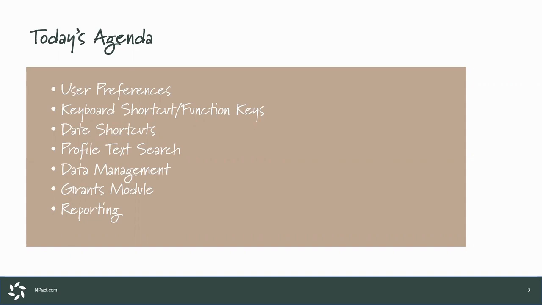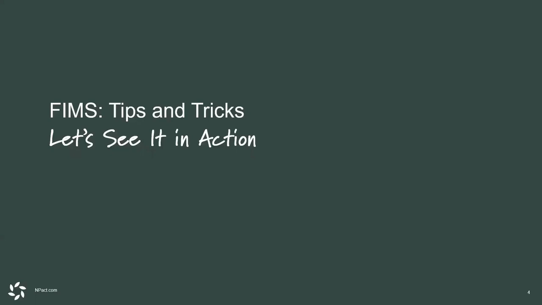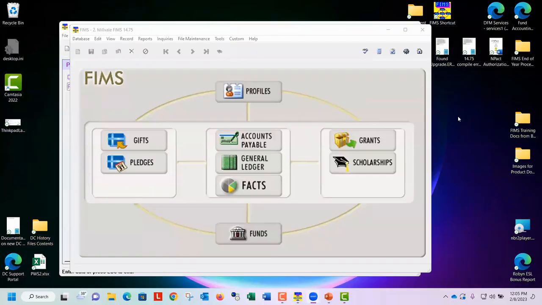So let's get started. I am going to share my screen with you all, and we're going to get started with user preferences. Okay, everybody should be able to see my FIMS database at this point. So user preferences are FIMS options that can be custom tailored to a specific user. And as such, they only apply to the person that is setting them. So if for some reason you happen to like hot pink and you change one of your colors in FIMS, you are going to be the only person that's going to be seeing hot pink, which is a good thing.